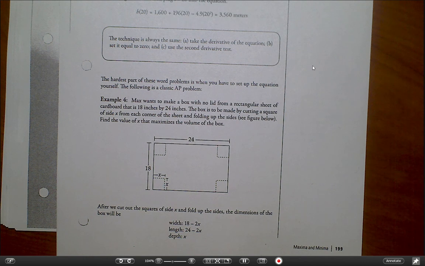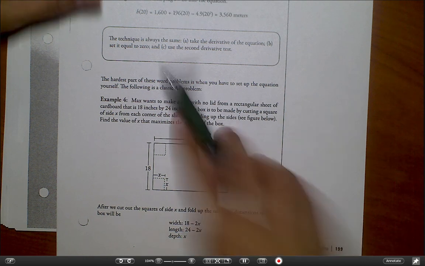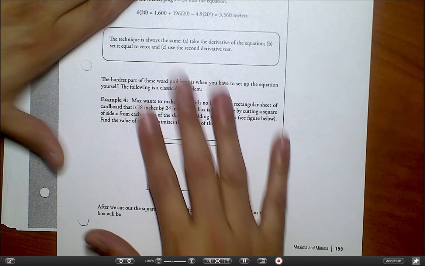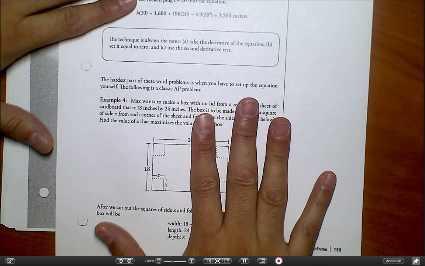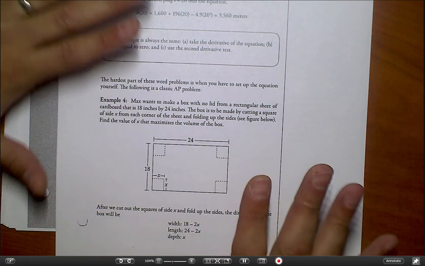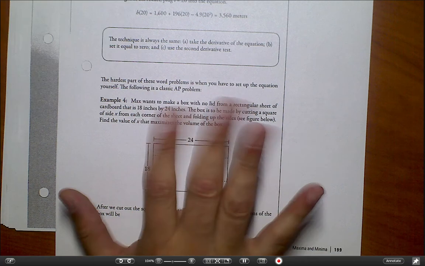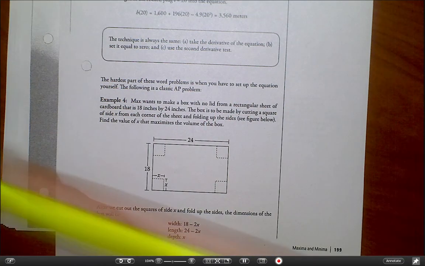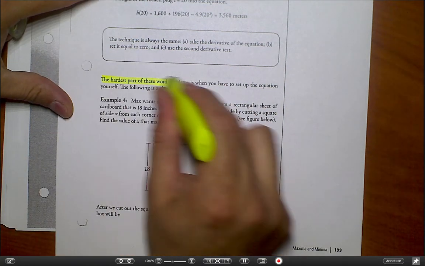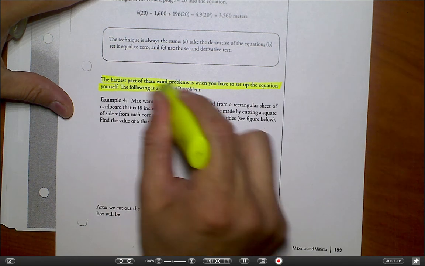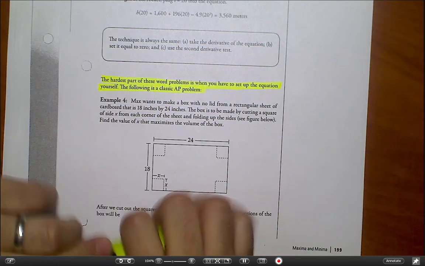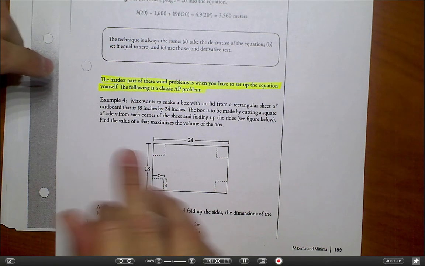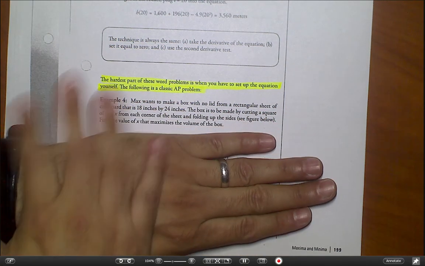Okay, so now we're back to this. Listen up, you guys, right here, please. This is super important. On this one right here, these are the problems that usually mess up everyone. It says right here, the hardest part of these word problems is when you have to set up the equation yourself. This is going to be on every single AP exam, and I guarantee you, most of the time, you're not going to be given a shape.